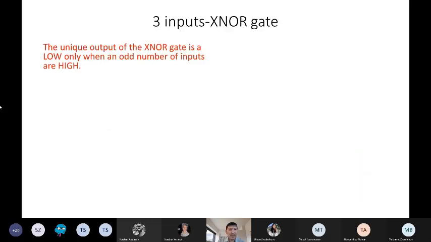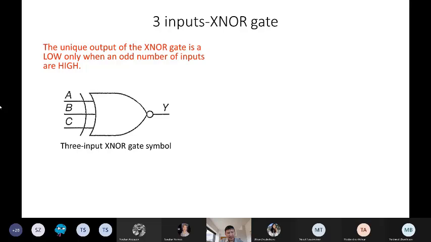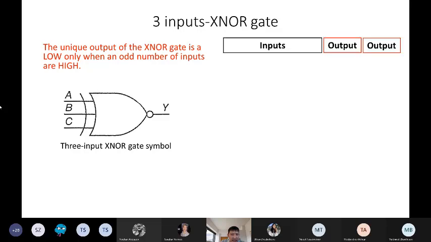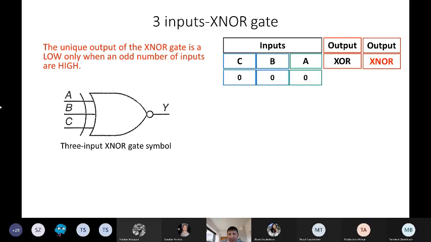Next, the unique output of the XNOR gate is low only when an odd number of inputs are high. So let's consider a more complicated one: the 3-input XNOR gate symbol. Inputs, output. So A, B, C, we have 3 inputs, 0, 0, 0. It's clear, XOR 0 and XNOR 1.